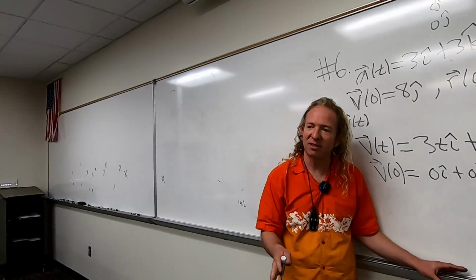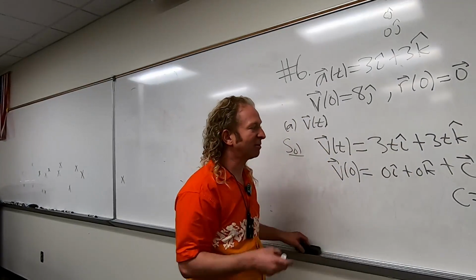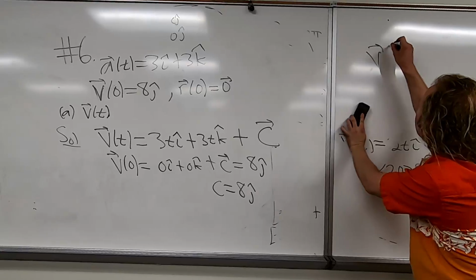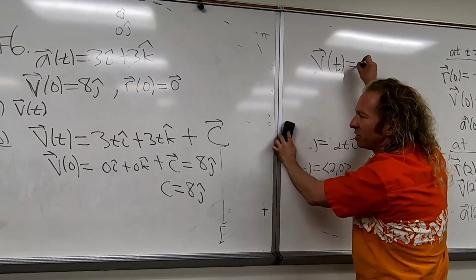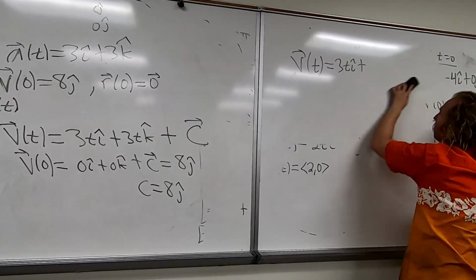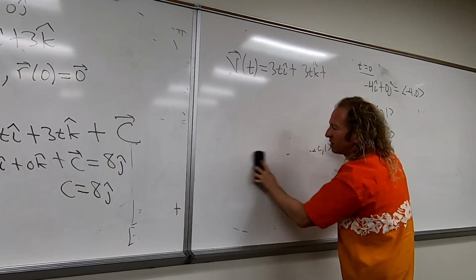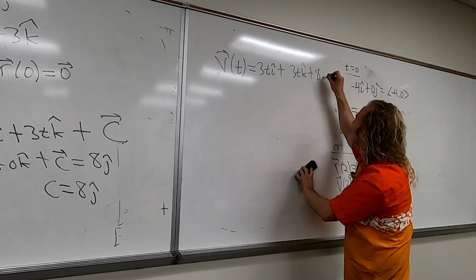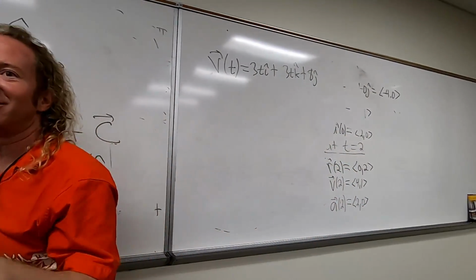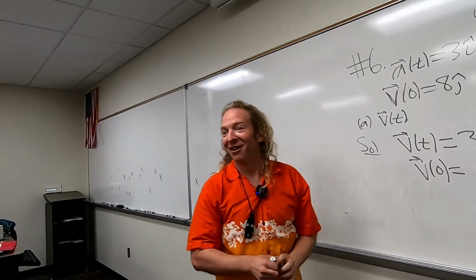What do we do next to find V? What's the last step? Take the C, plug it back in. Very good. I'm going to come to this board here because I'm running out of room. So then V of t is going to be, well, we're almost there, plus 3t k hat plus, and what was the C? 8. Oh, look, now we have the j hat. Now it magically appeared. A long lost friend has returned.